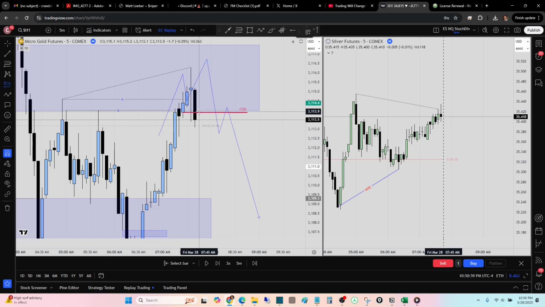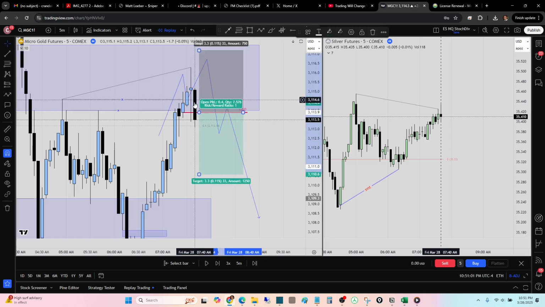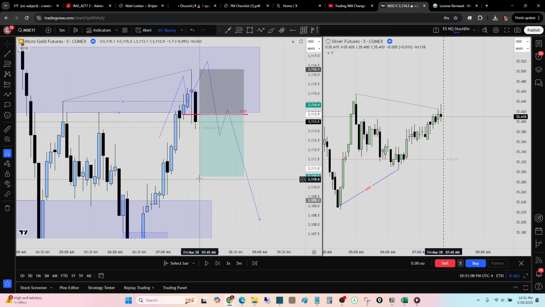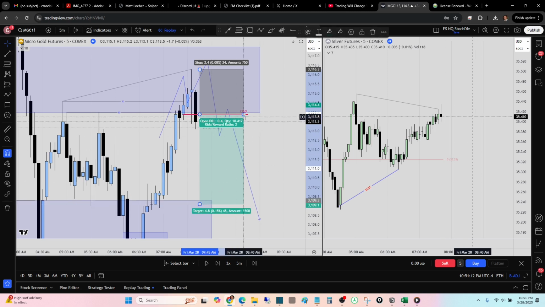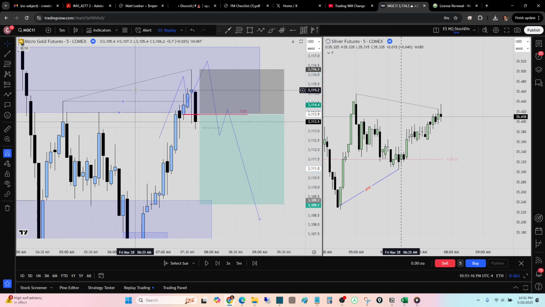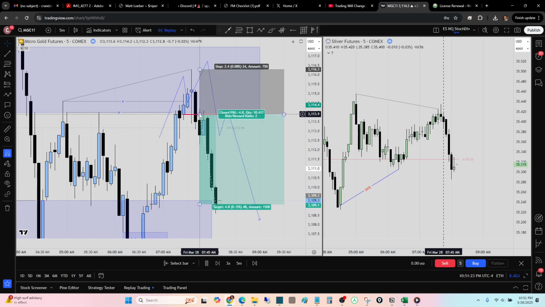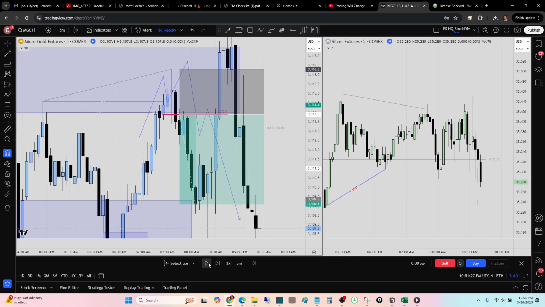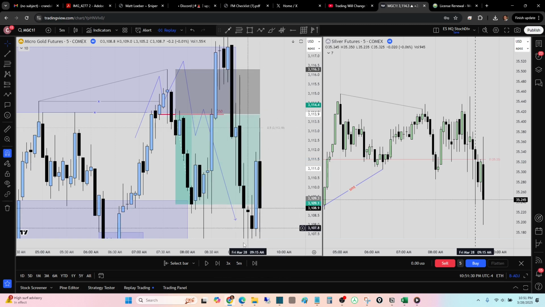This is where I placed my entry right here. Once I saw this candle close, I placed my entry. I had my stops at the high, and I went 2R. This is the exact trade I had in the video, and this was exactly what I was looking at this morning when this trade played out, because it came back, tapped me in, and went down and hit targets.